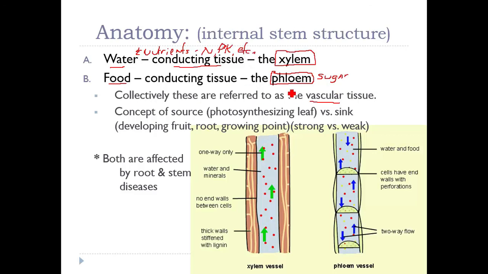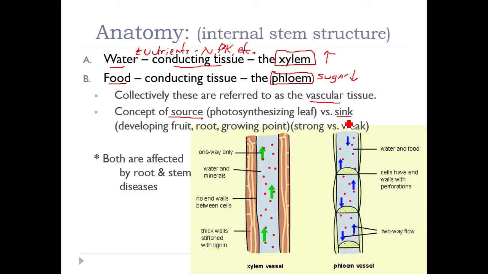Generally speaking, the xylem conducts stuff upwardly and the phloem conducts stuff downwardly, but not necessarily. It can go in different directions because of wherever the sugar is needed. And again, collectively, these are referred to as the vascular tissue. Along with this comes the concept of a source versus a sink.